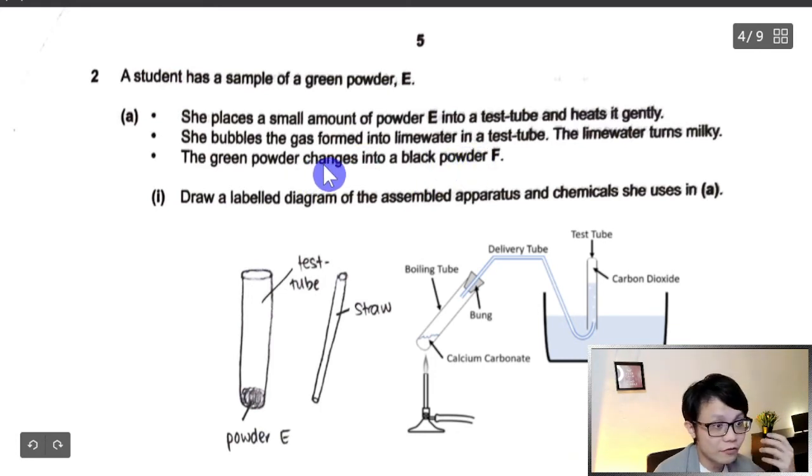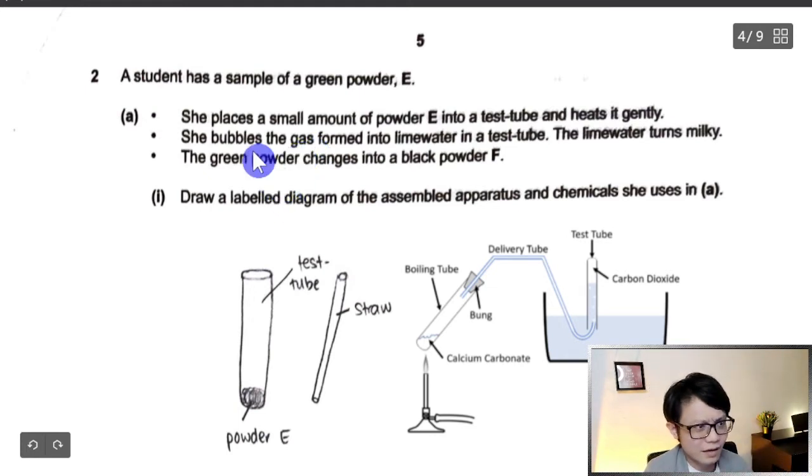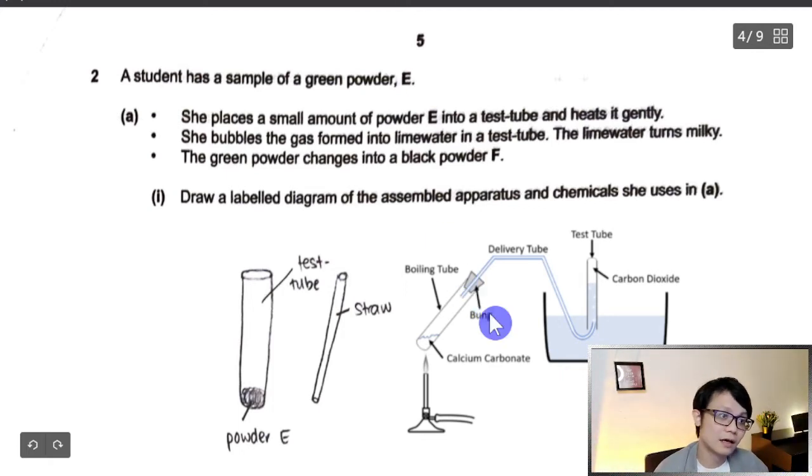The gas formed is bubbled into lime water. She bubbled the gas into the lime water. So it's more like UK language. She bubbled the water, because Malaysians don't usually say she bubbled the water. But what it means is that she wants to take the bubbles out from the gas. Maybe it's from UK language, is it?